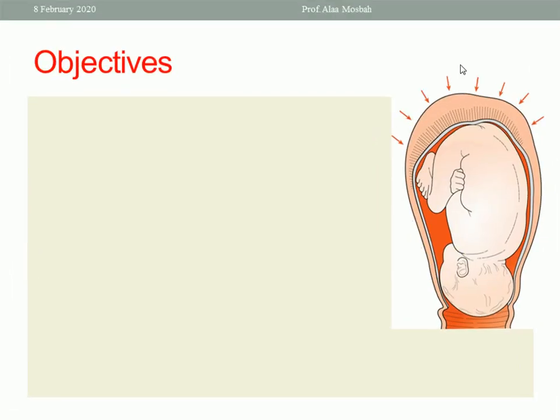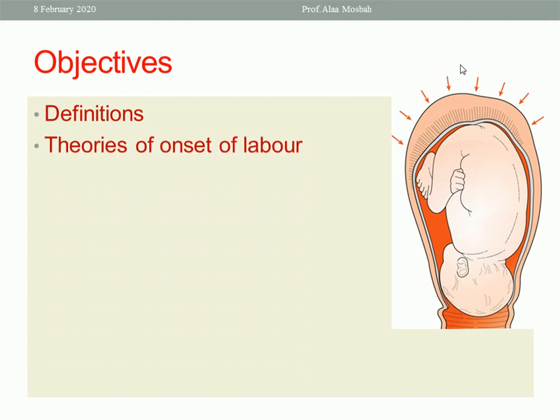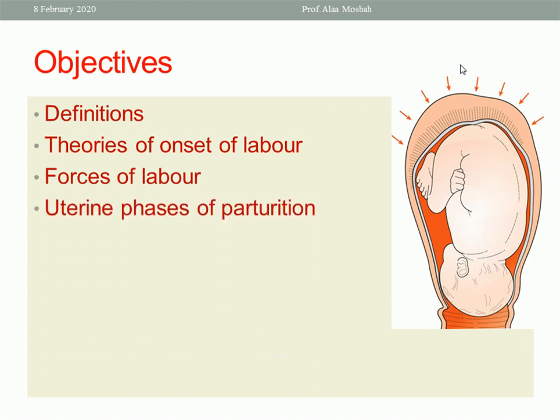So, what are the items to be discussed? The definitions of labor, series of onset of labor, forces of labor, uterine phases of parturition, stages of labor 1, 2, 3, and 4.